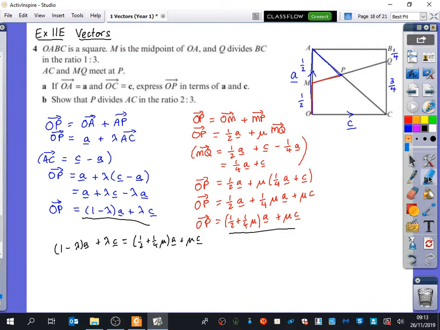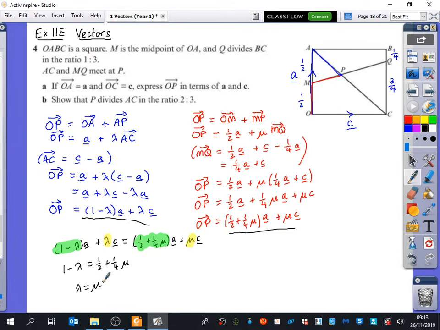And then we should be able to see by comparing coefficients that 1 minus lambda should be equal to a half plus a quarter mu. And the other thing we should see is that lambda is equal to mu, which is the nice one. That just makes it nice and easy. So writing those out, the green parts say that 1 minus lambda equals a half plus a quarter mu. My other one is that lambda is equal to mu.